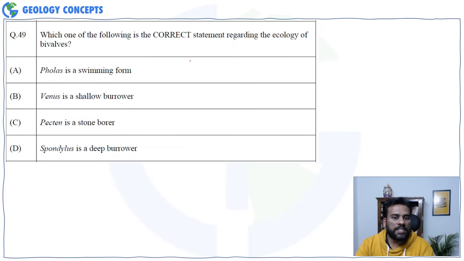All right, which of the following is the correct statement? Pholas is the swimming form. This is wrong. It goes inside, so it is a stone borer. Venus is a shallow borer. This is correct. Pecten is a stone borer.